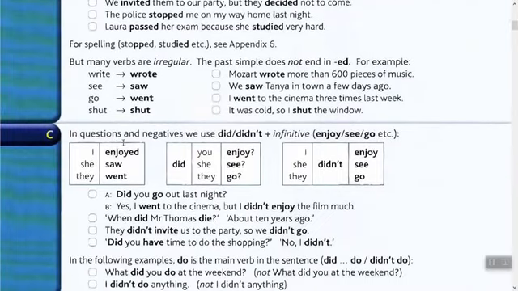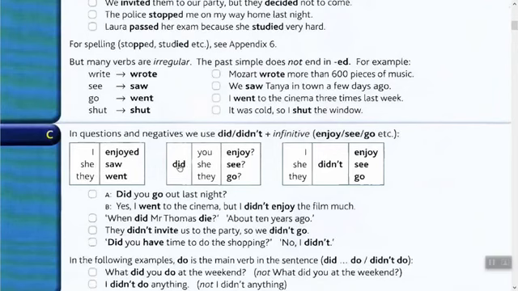In questions and negatives, we use did, didn't, plus infinitive. So what do we use in a question? When we ask someone, we use did. This is the structure. For example, this statement: I, she, they, subject plus verb with ed.